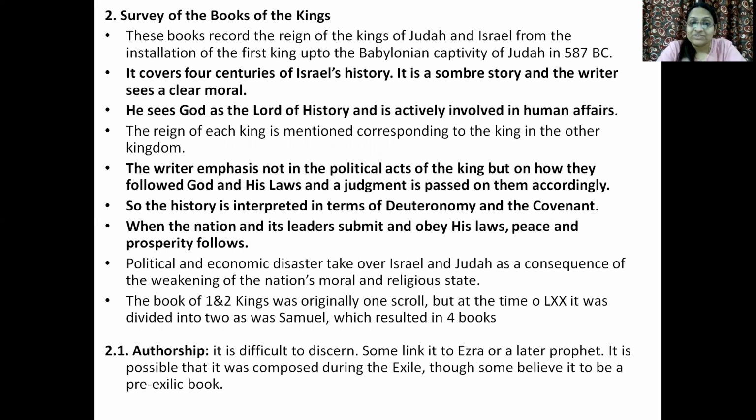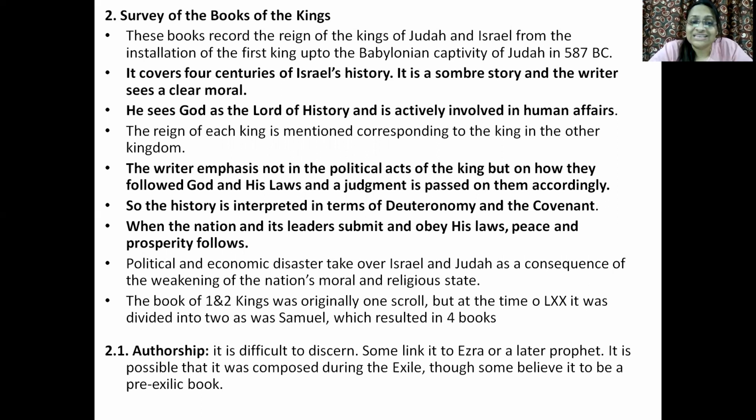Okay, so the writer emphasized not only the political acts of the king, but also how they followed God. So we have to understand that how they obeyed God, how they followed God, was the main criterion of evaluation for the author of Kings. The person who wrote the book of Kings is evaluating each and every king on the basis not only of his political acts, but also of how he followed God and his commandments. Okay, and based on that he passes his judgment on those kings.